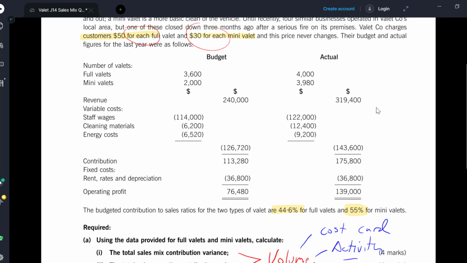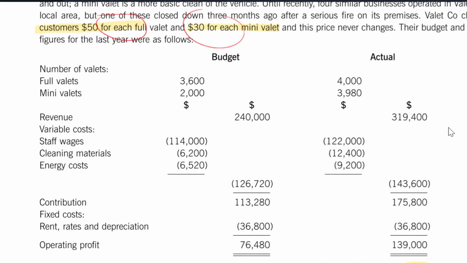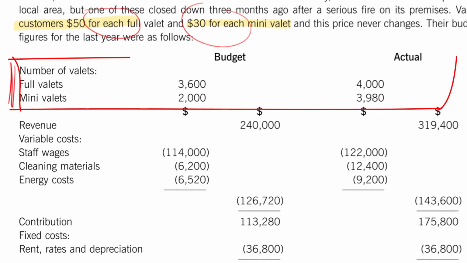Okay. Now, right off the bat, we can figure out if the sales quantity variance is going to be adverse or favorable. Now, let's just go to the number of units right over here. How many units were budgeted in total? 3.6 plus 2, that is 5.6 thousand valets to be sold. How many did we actually do? Look at that, 4 and 3.9. So we did closer to 8, didn't we?